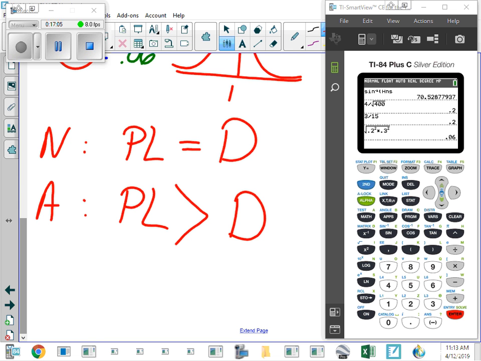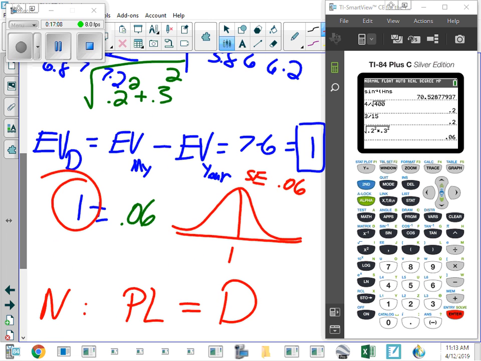Okay, so now the question is, how do I set up this test? The scores were different by 1. Is that enough to say that it worked or it didn't work? Well, that's what chapter 27 does. Okay?